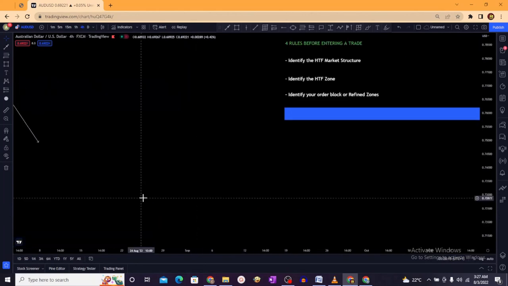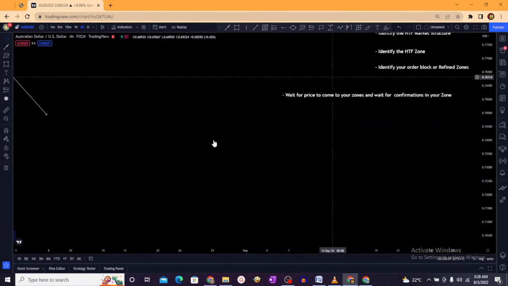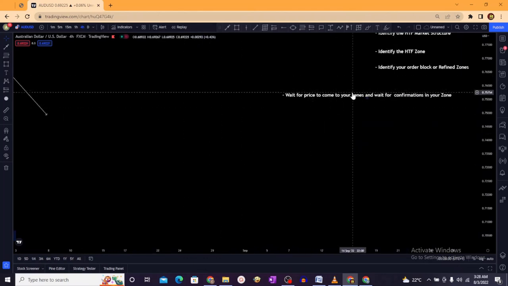Good. So after identifying your order block or reference zone, the next thing you need to do is what? You need to wait for price to come into your zone, and you need to wait for confirmations in your zone.